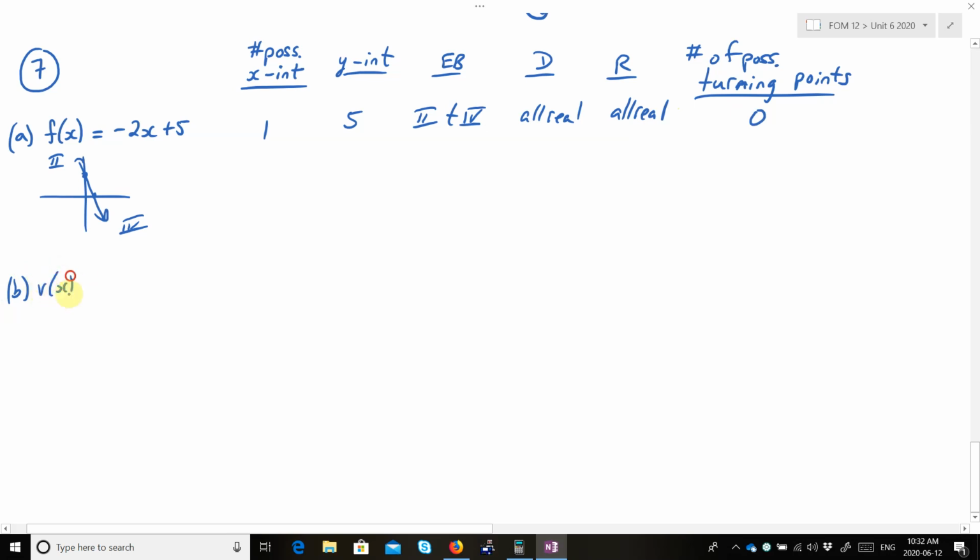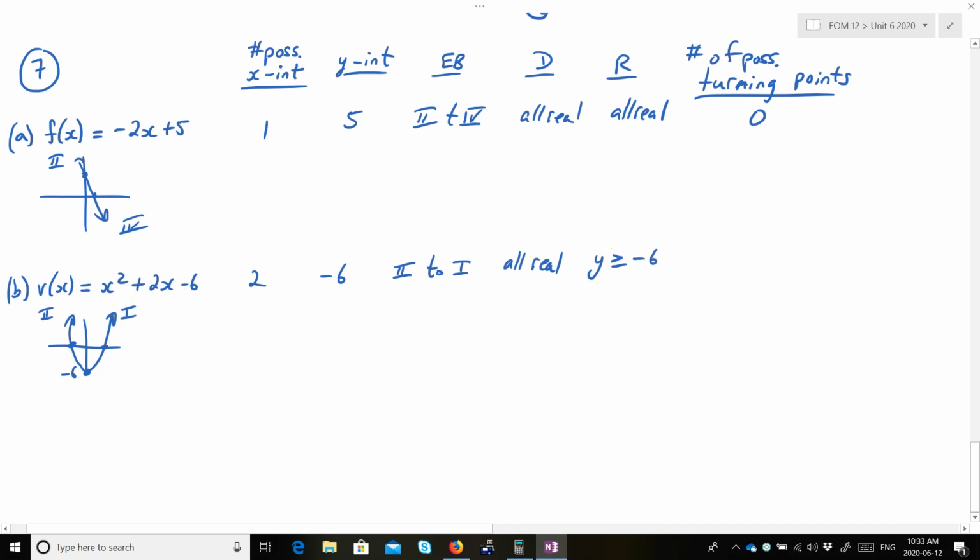Letter B, we have v of x is equal to x squared plus 2x minus 6. Since it's got this negative 6 y-intercept, it would be like that. So its number of possible x-intercepts is 2. The y-intercept is the constant term, negative 6. Seems to go from 2 to 1 as we go from left to right. Domain is all real, and the range is, the graph is greater than or equal to negative 6. And possible number of turning points is 1.